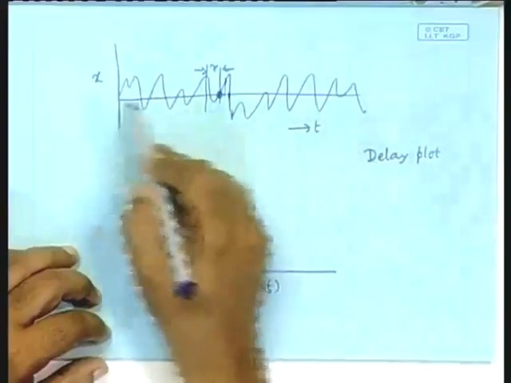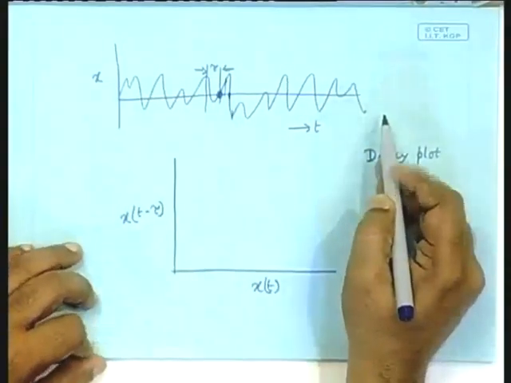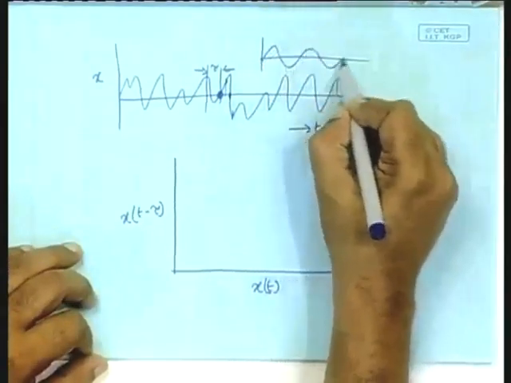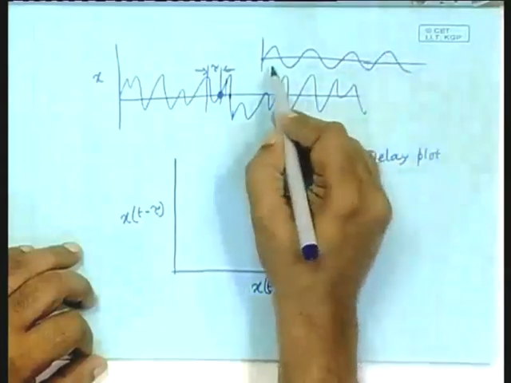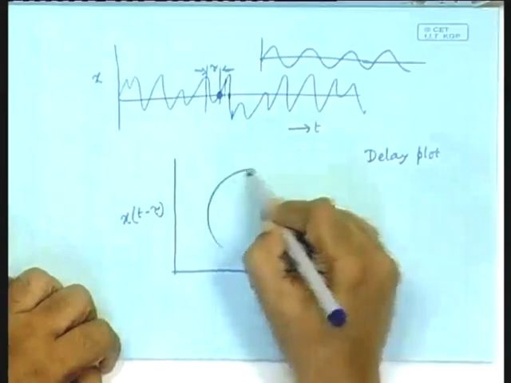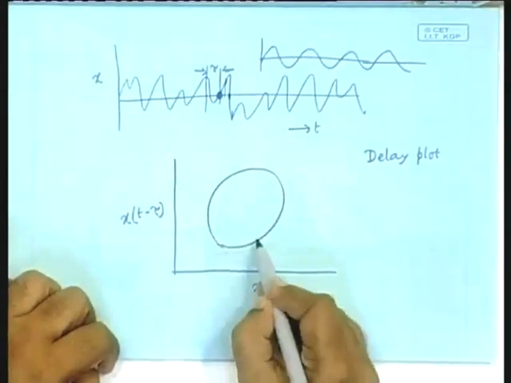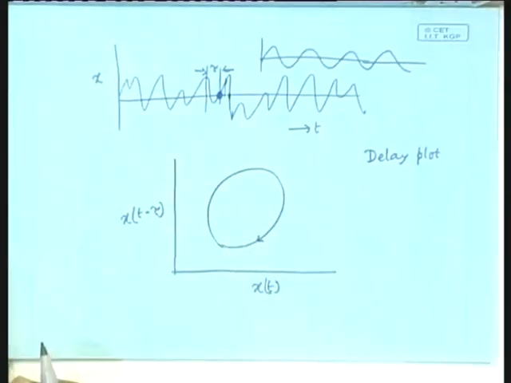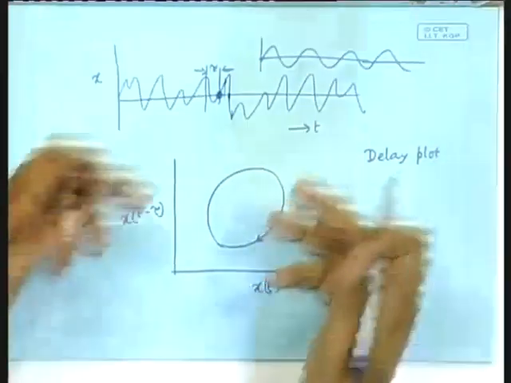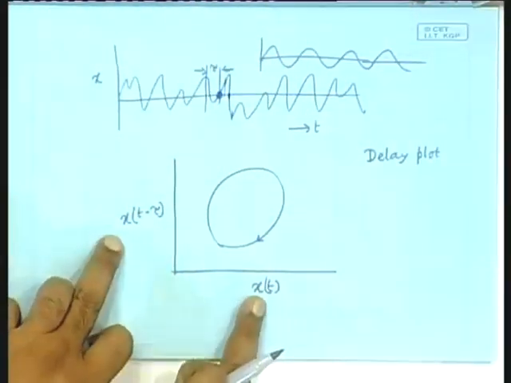If this is a periodic waveform, say it had been, suppose like this, what will be the result of the delayed thing? It will actually be like this, which means that this is generated from a two-dimensional system with a closed loop that is clearly seen the moment you make a delay plot.